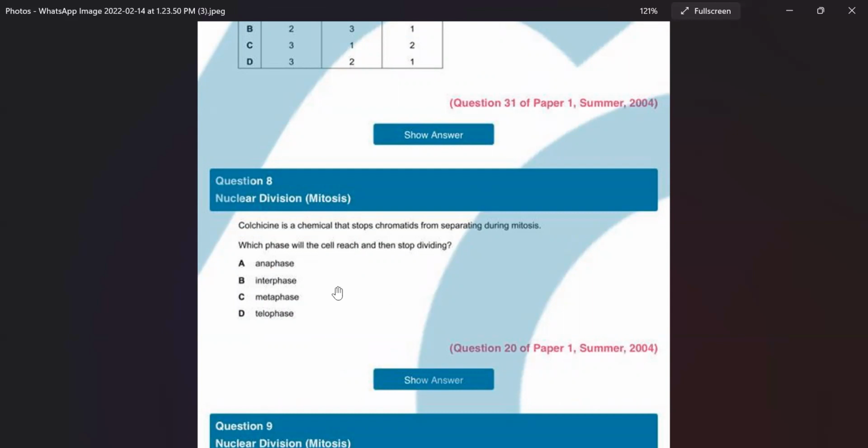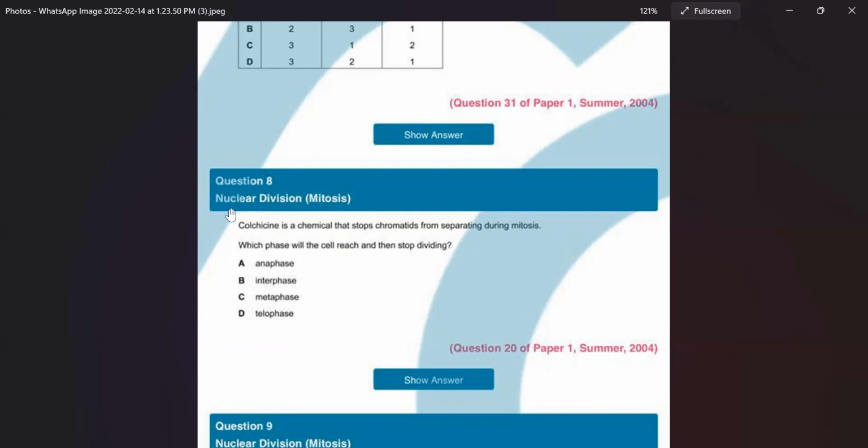Colchicine is a chemical that stops chromatids from separating during mitosis. I was just remembering colchicine today. It's a drug we use for gout. So if you guys want to go back and study about gout, now is the time. It's also used in pericarditis. So A-level is helping me revise stuff too. Wow. Okay. So which phase will the cell cycle reach and then stop dividing?